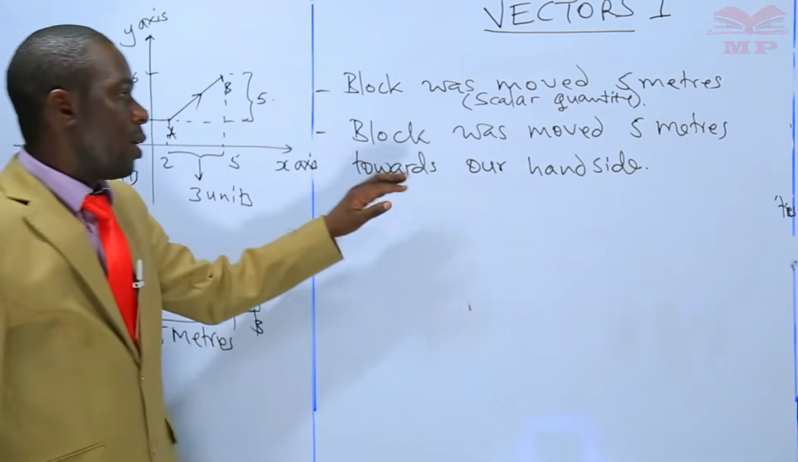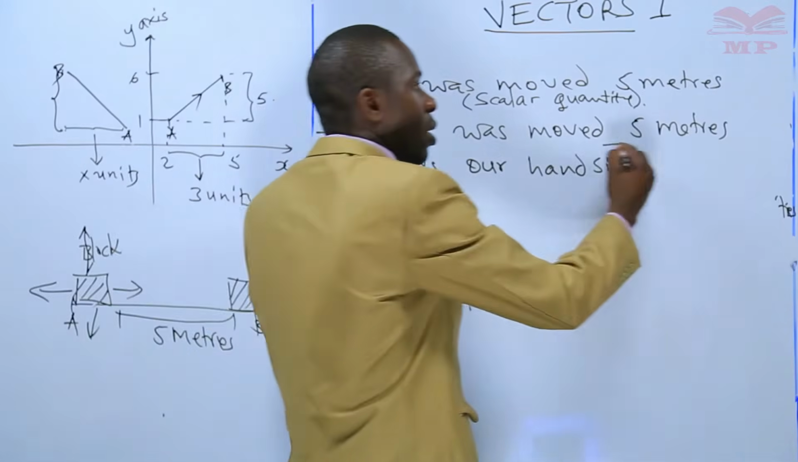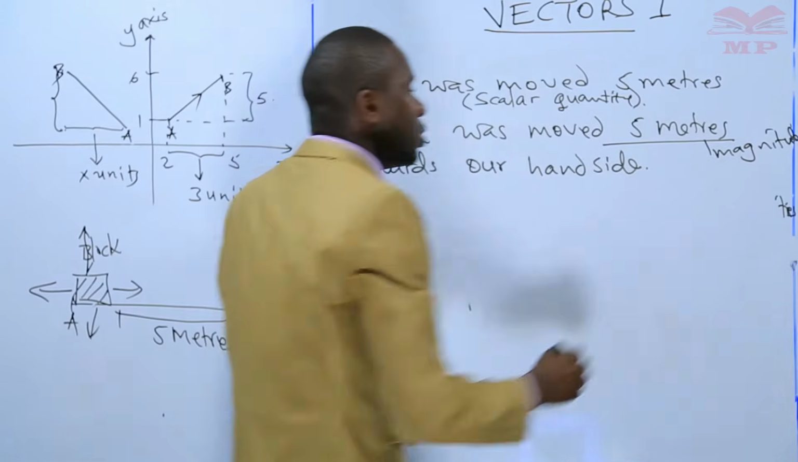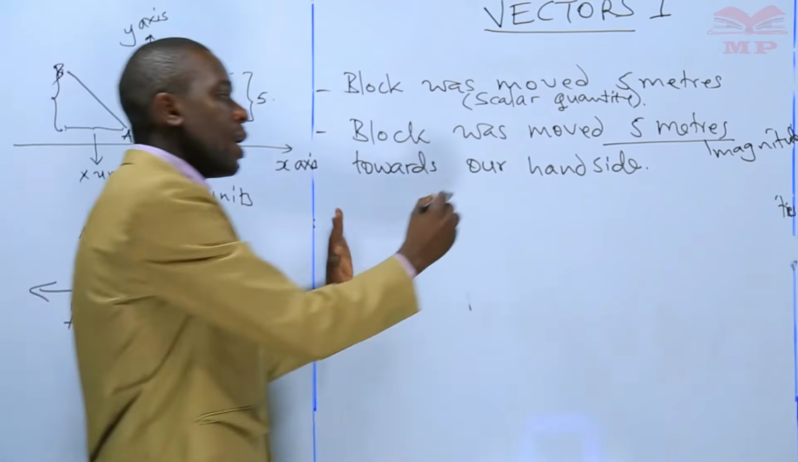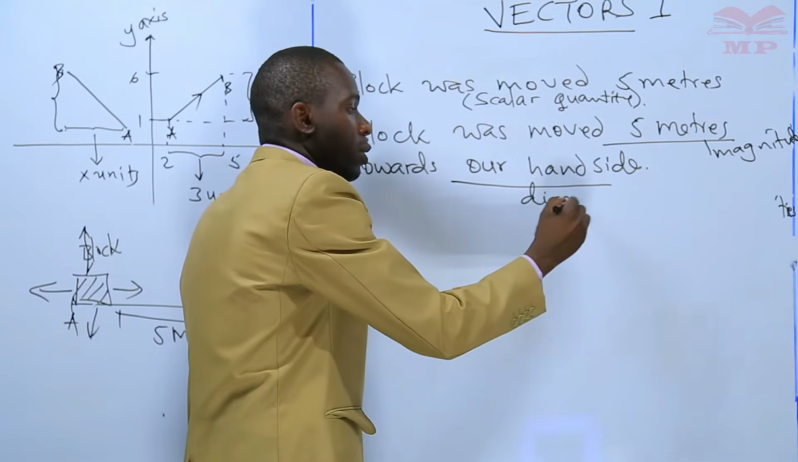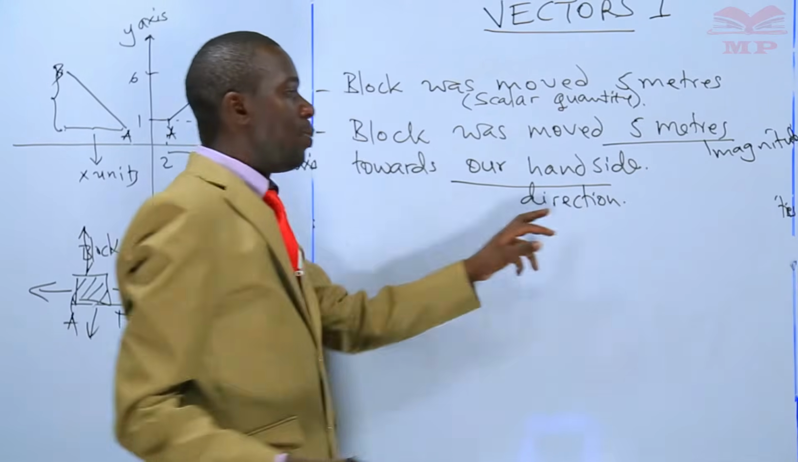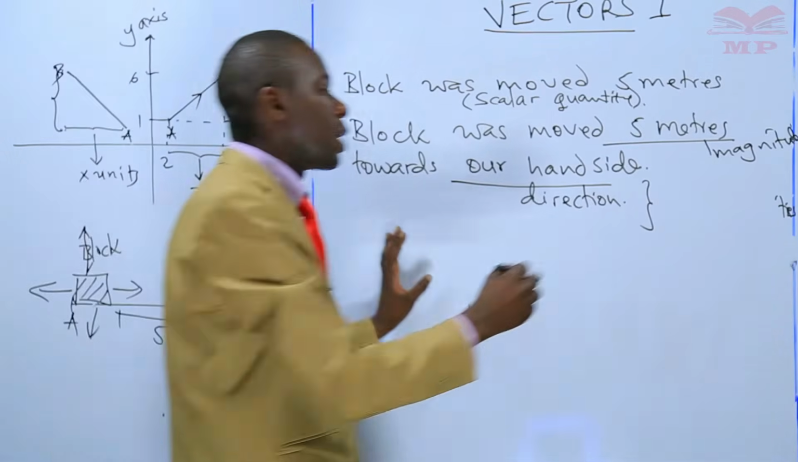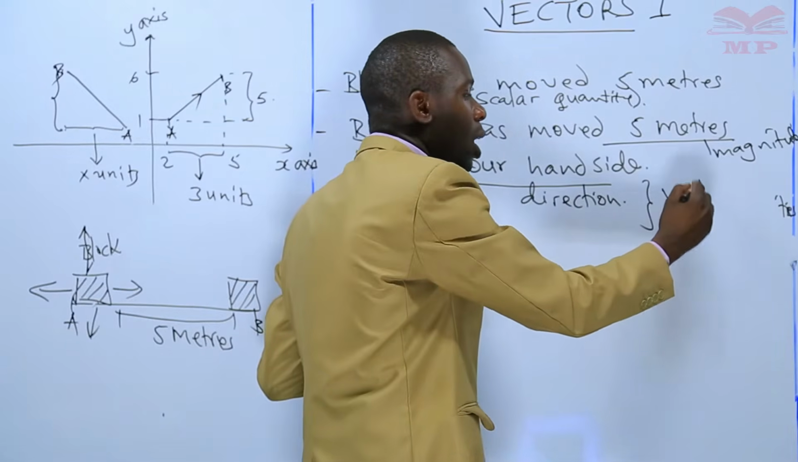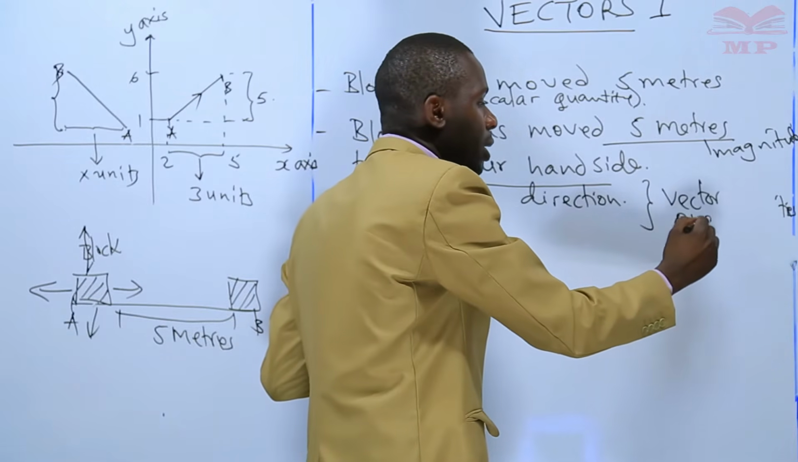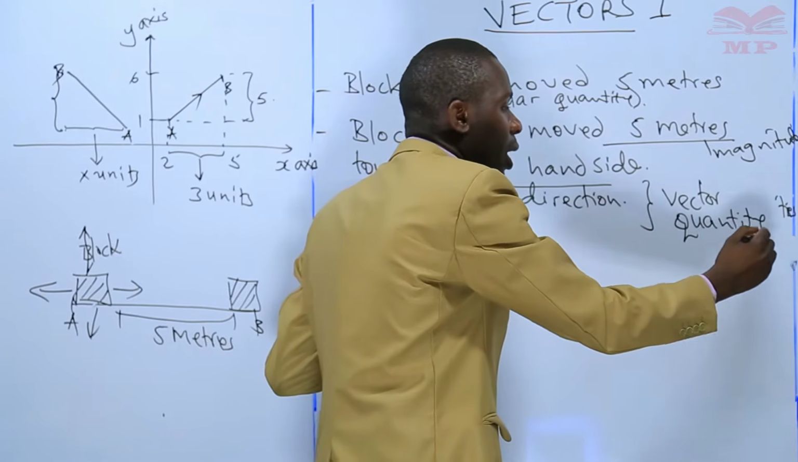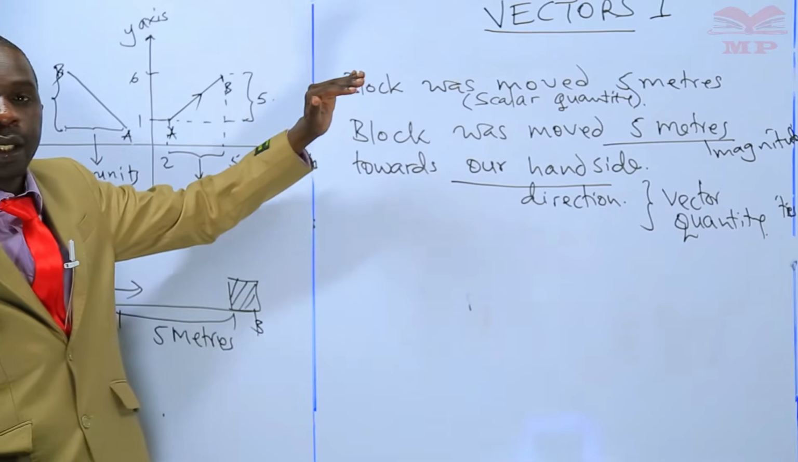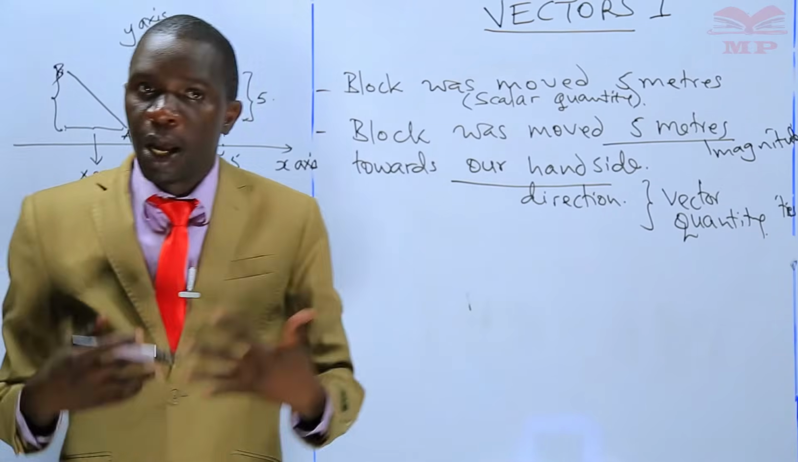In this instance, we would say that this is a scalar quantity. In the second instance, we are told of the magnitude, that is the length in which the block was moved, and at the same time we are given the direction towards which the block was moved. So these two pieces of information make us conclude that our second statement is talking about a vector quantity. So that is the difference, learners, between a scalar quantity and a vector quantity.